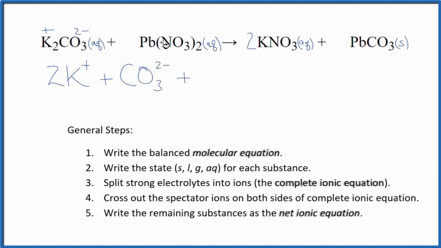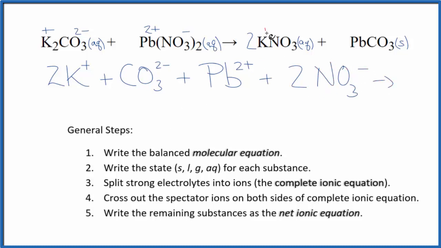For the lead(II) nitrate, lead, that's a transition metal. We don't know the charge. We have to look at what it's bonded to figure that out. But the whole nitrate ion has a 1 minus ionic charge. Since we have 2 of them, lead has to be 2 plus. So the lead 2+ ion, we write that, and then we have 2 of these nitrate ions. And these are the reactants in our ionic equation.